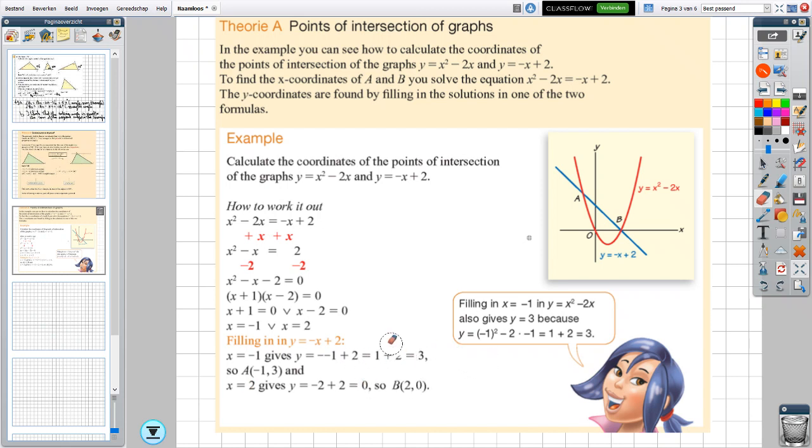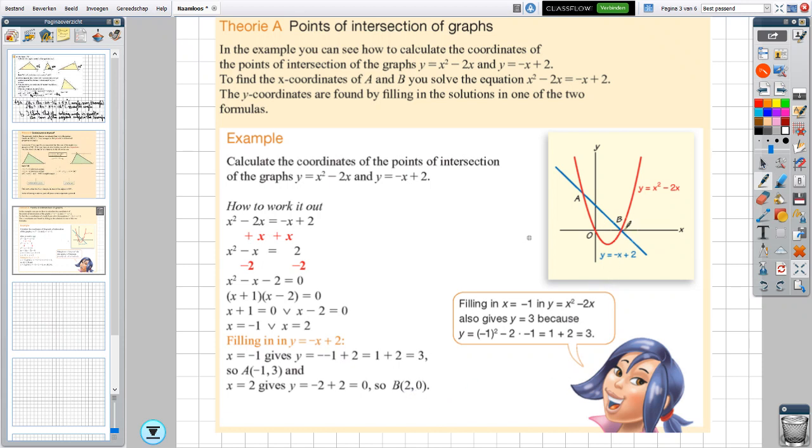So they say my x is minus 1, so fill in minus 1 inside of my formula right here. So I change the x into minus 1, gives me y is minus minus 1 plus 2, is 1 plus 2, is 3. So that's my y coordinate now, right? So the coordinates of A are minus 1, 3. And if I fill in x is 2 inside of this formula, I find 0. So B is 2, 0.